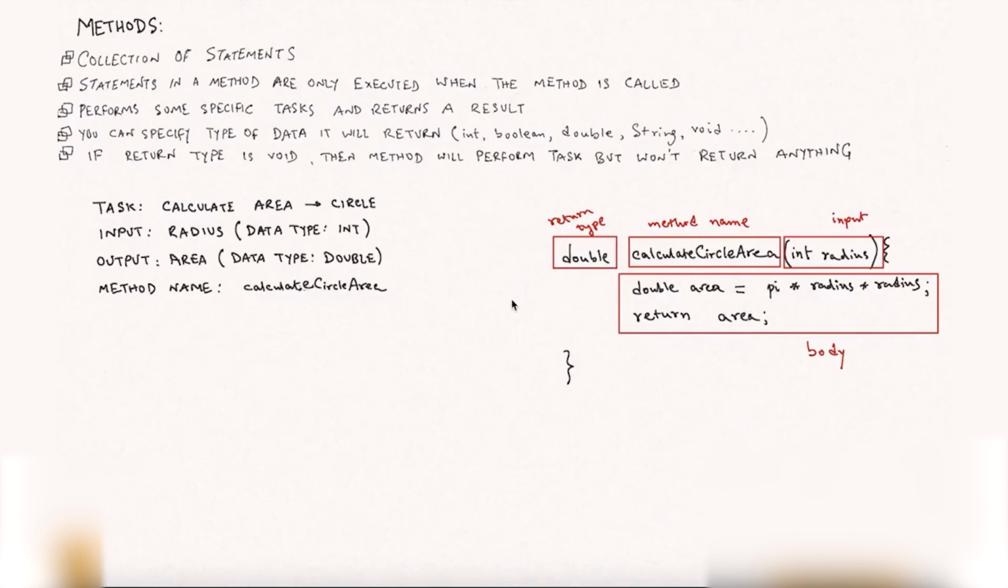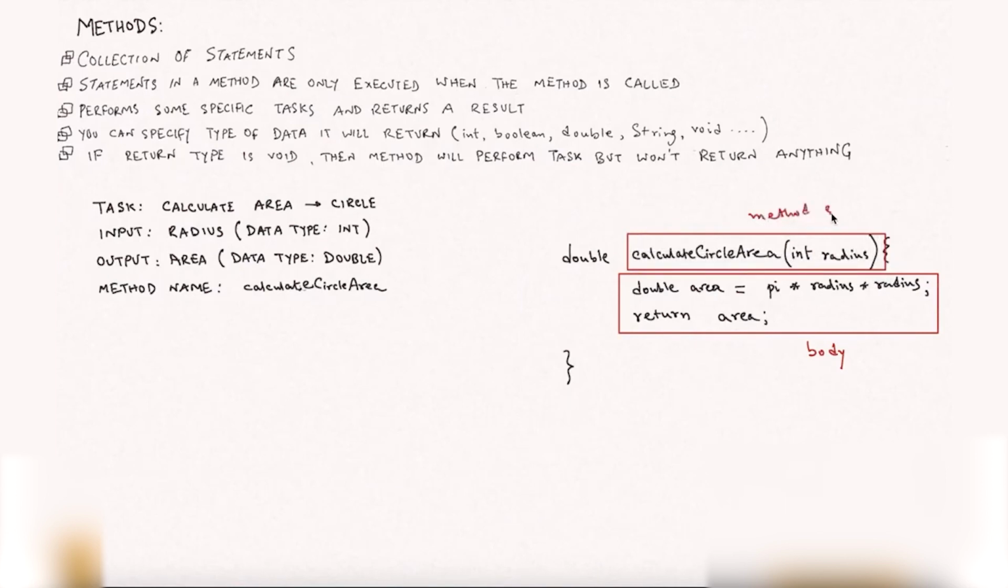Okay. Now, there's one other thing. Always remember that this is called method signature. Together these two, the name and the input, together these two we call the method signature. And whenever we want to use this method, we call the method signature. Okay, so keep that in mind, and we'll see an example of this when we code.